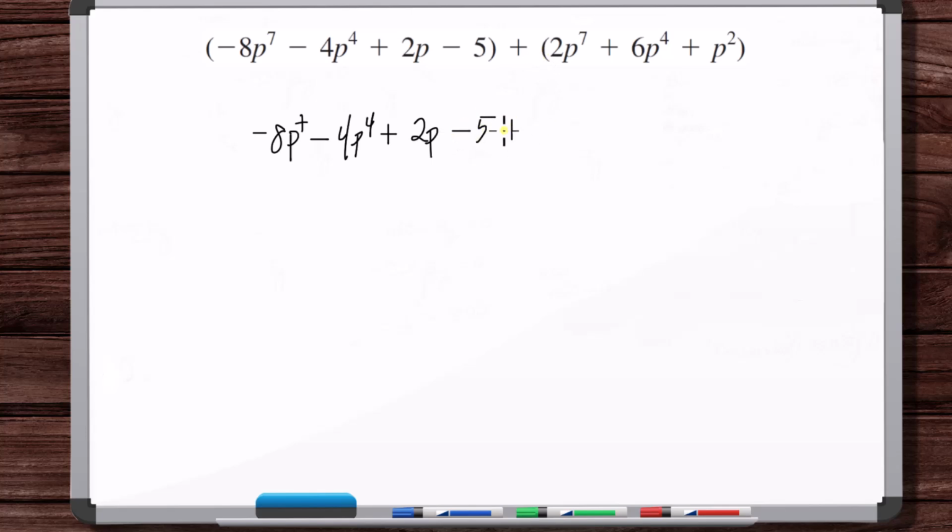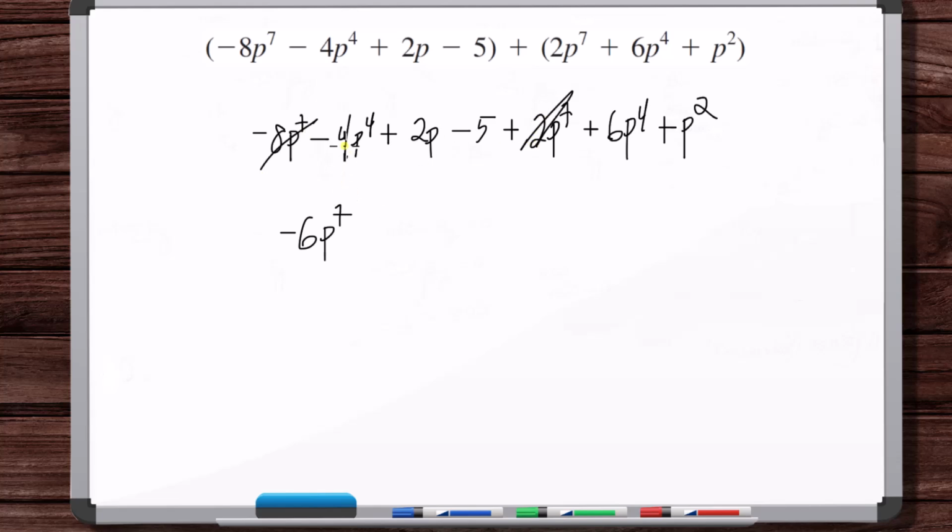Okay, and we could just now remove this parentheses. Okay, what are the like terms? So p to the 7th, there we go. So minus 8 plus 2 is minus 6. And you just leave it as p to the 7th. Okay, so we're done with that.